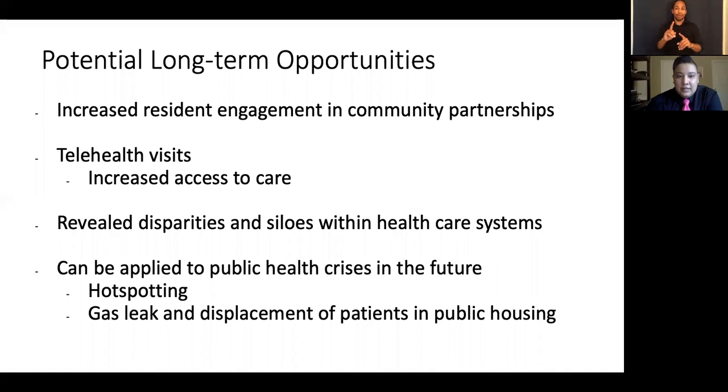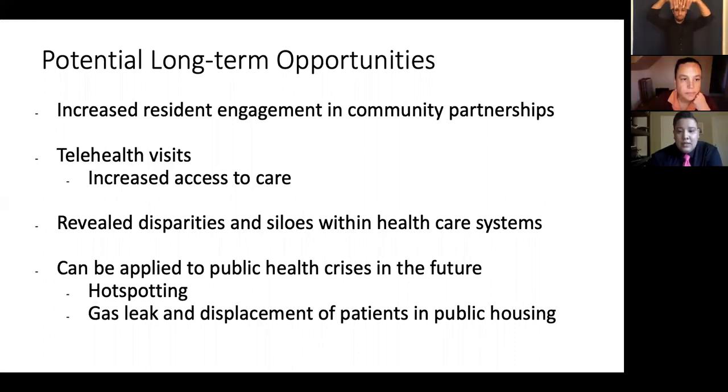Some of these advances that we've seen already have been within telehealth, within having increased resident engagement in these community partnerships. I think there's been a breaking down of silos, which have existed within the healthcare system and the community at large, that are starting to break down. And we're also seeing a renewed focus on the existing barriers to care, which are being laid bare under the current pandemic. And so we're really just working to take advantage of these opportunities to create lasting structural change.